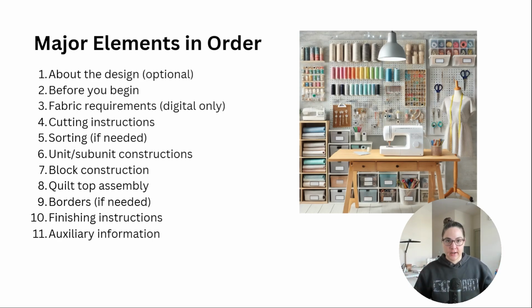Now, number 5 here is sorting. This is only true if you've got a fat quarter pattern or something like that, where you're making multiple color pairs that you need to take all of your fabrics that you've cut down and sort them into these things. Occasionally, depending on the pattern, this will actually come before cutting, right? You'll do this fat quarter sorting and pairing up before you start cutting into them. That's fine too. So these 2 sections can be interchanged depending on what your pattern is.